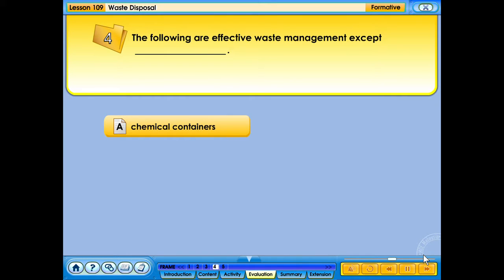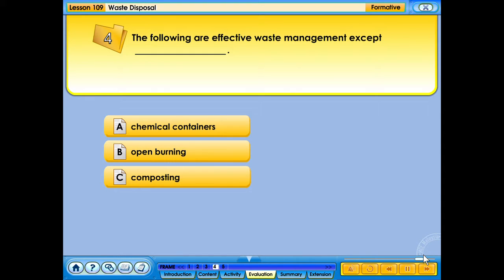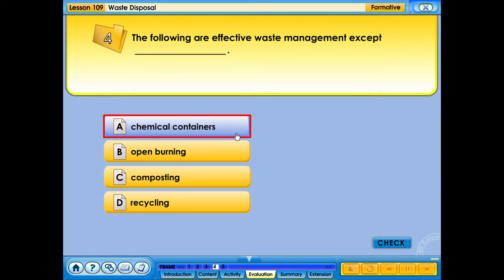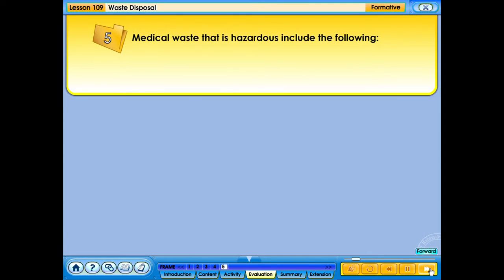Chemical containers, B. Open burning, C. Composting, D. Recycling. Your answer is correct. Medical waste that is hazardous include the following: 1. Food scraps, 2. Outdated drugs, 3. Radioactive isotopes.